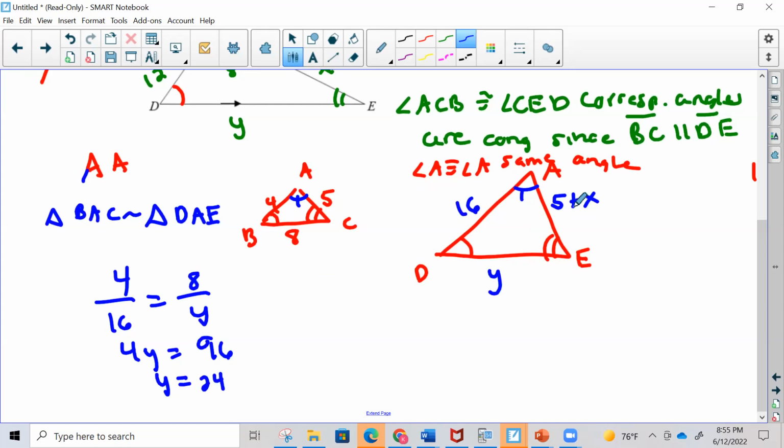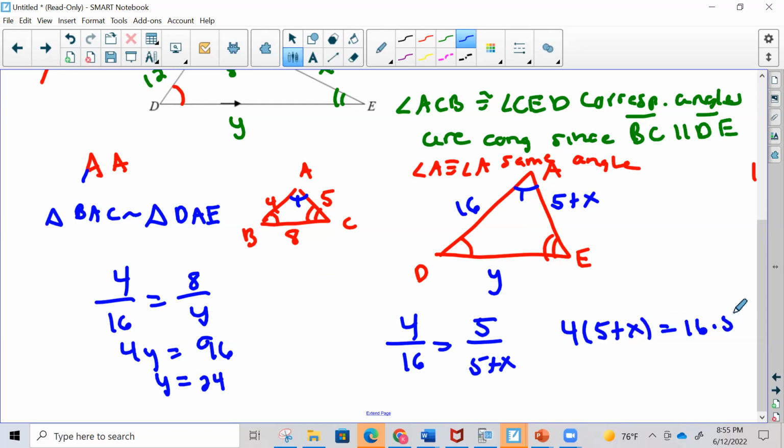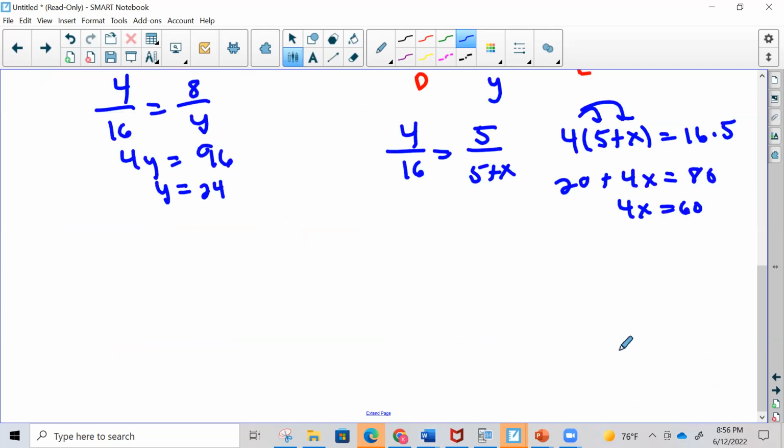Then to get X, we're going to do the same thing. You still use the 4 over 16 because those are two corresponding sides that we know. And then we would have 5 over 5 plus X. When we cross multiply, we get 4 times the quantity 5 plus X, and 16 times 5. For this, you have to distribute. So you get 20 plus 4X equals 80. Then you subtract 20, so you get 4X equals 60. You divide by 4 and you get X equals 15.